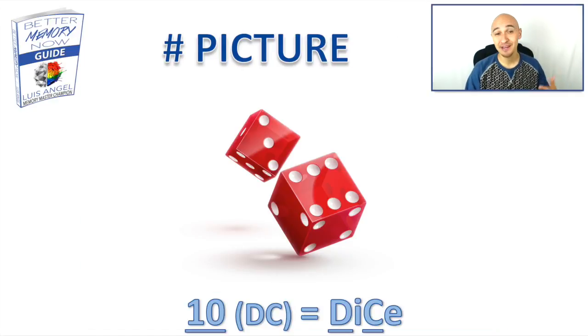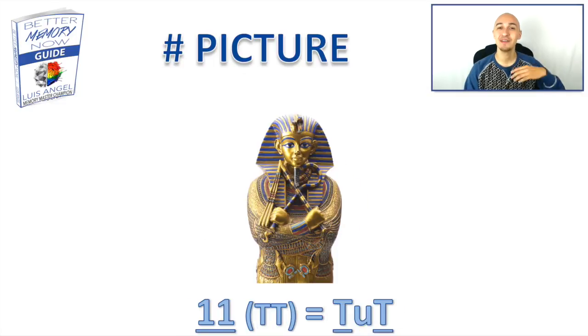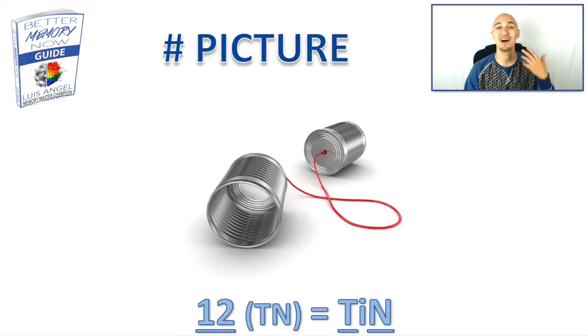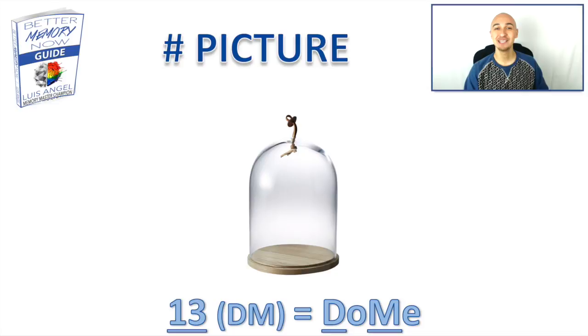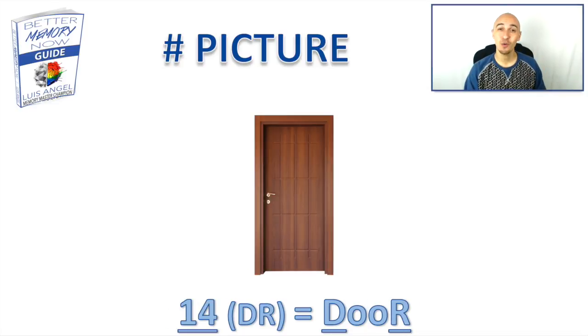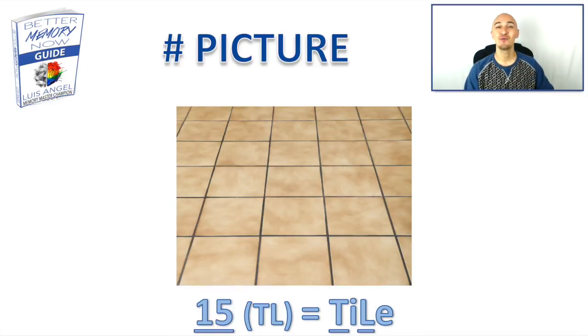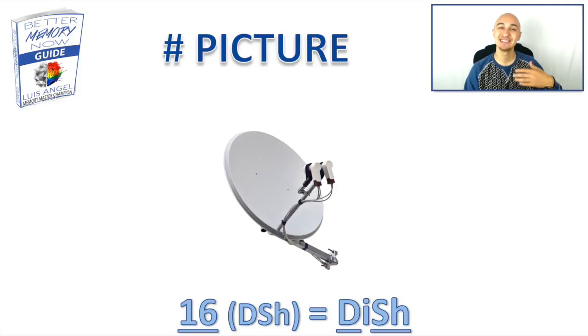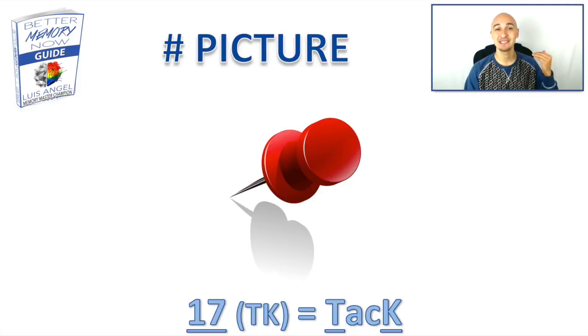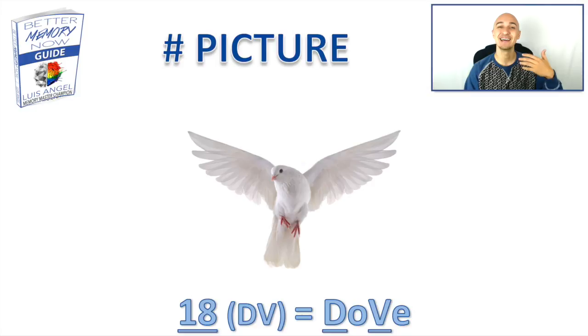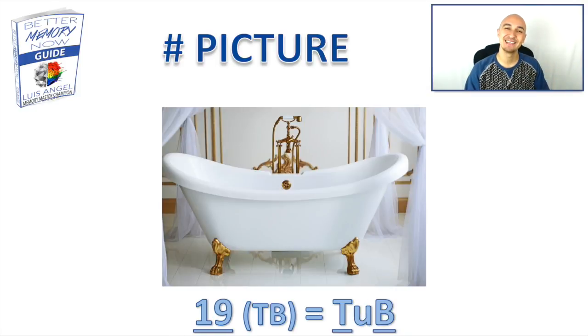Let's run through these real quick. Number 10 was dice. Number 11 was tut. Number 12 was tin can. Number 13 was dome. 14 was door. 15 was tile. 16 is dish. 17 is tack. 18 is dove, and 19 is tub, as you see here.